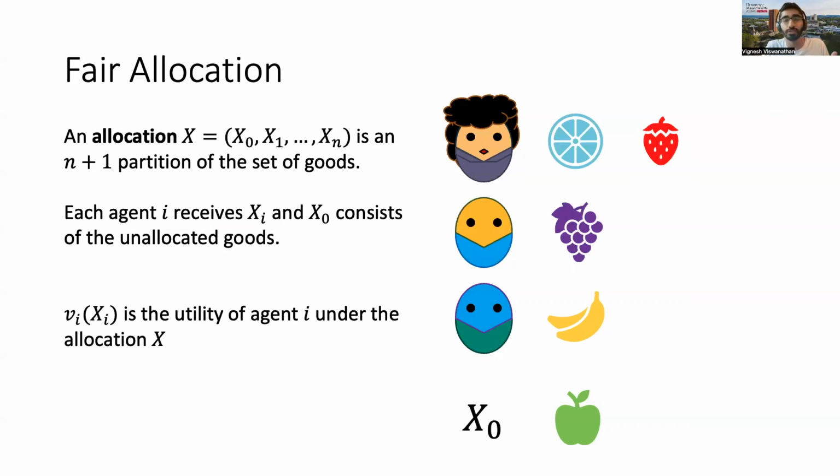And an important definition that I'll keep using throughout this presentation is the definition of utility. The utility of an agent i under the allocation X is essentially just the value they receive under that allocation. That is, it's the value Vi of Xi. It's fairly straightforward. On the right, we have a very simple example where each agent receives some bundle of goods, and the green apple at the end is unallocated, and so it is added to the bundle X0.